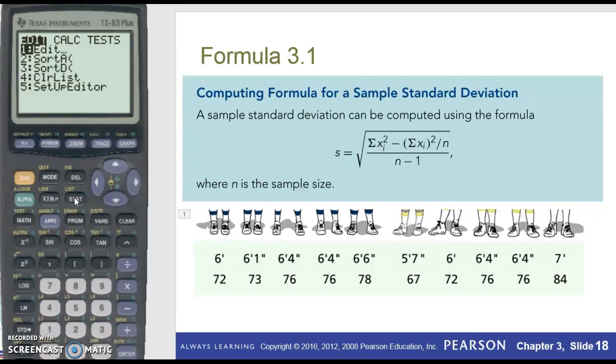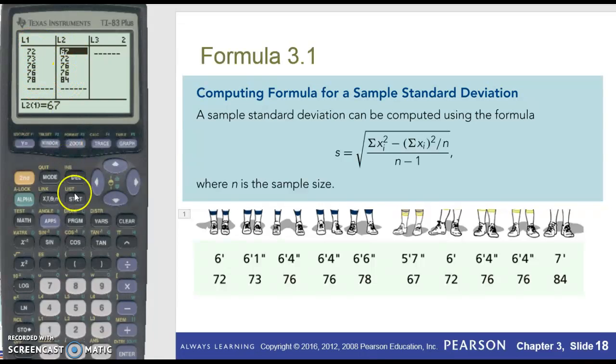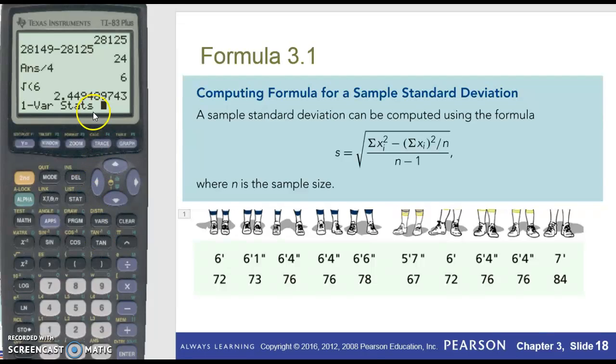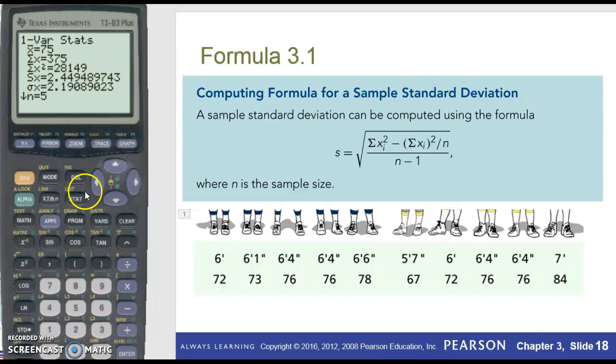I'm going to go to calculate. Remember that I still have the first team and the second team. If I want to calculate the first team, I'm going to go back to Stat and Calculate and Edit, and the default is List 1. So this S of X is my sample standard deviation. That's what we just calculated, the 2.449, and we got that using two different formulas. Let's see if you were right.